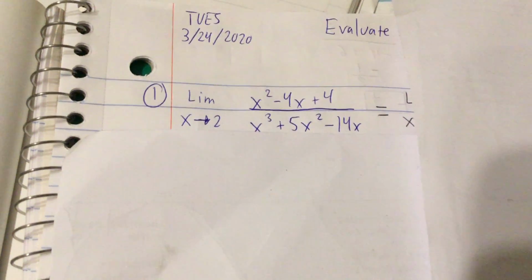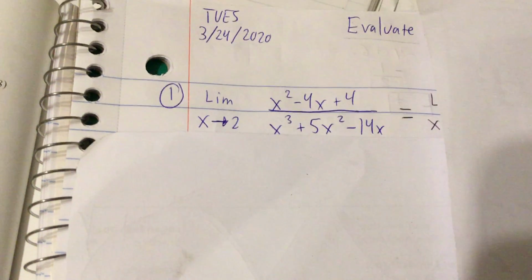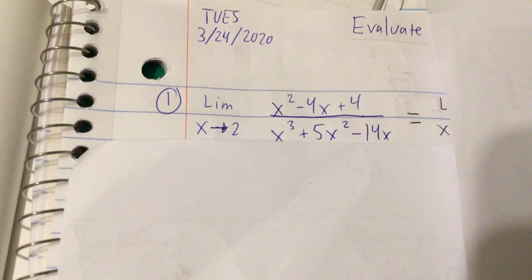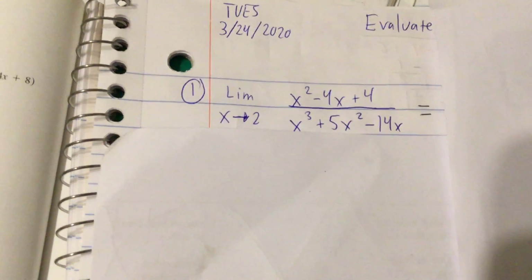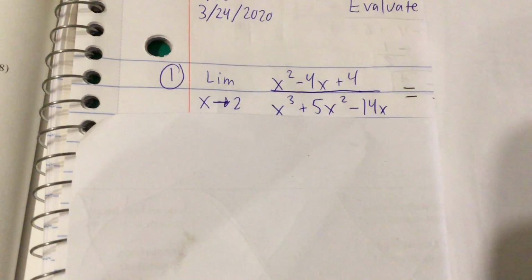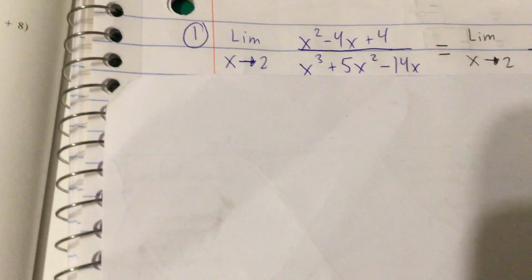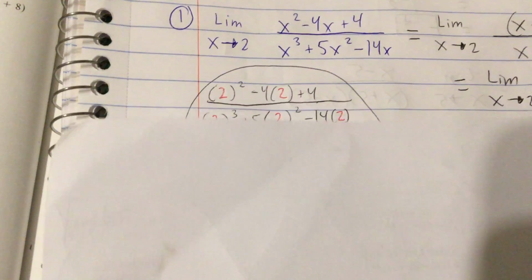Okay, so let's take a look at the limit as x approaches 2 of x squared minus 4x plus 4 over x cubed plus 5x squared minus 14x. Well, my first plan of attack is to use direct substitution. So when I use direct substitution for a limit, let me just hide that because I did some work here.